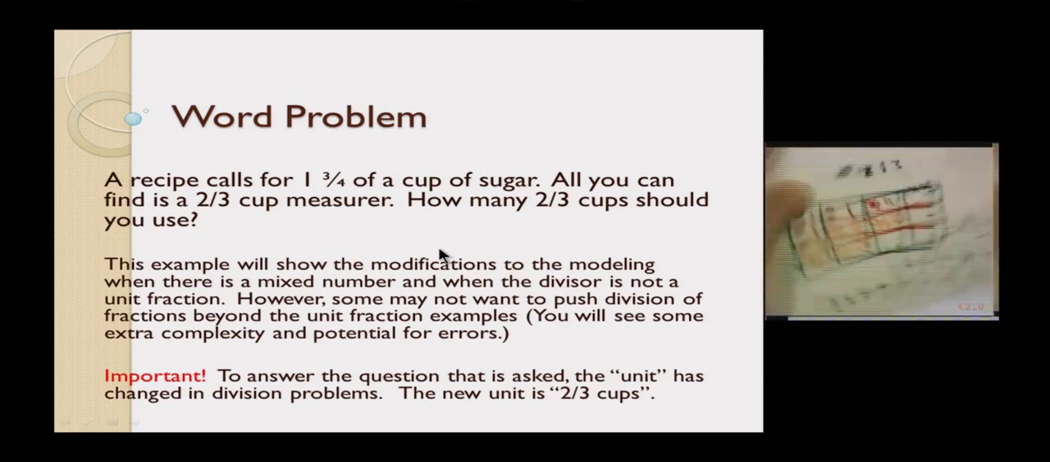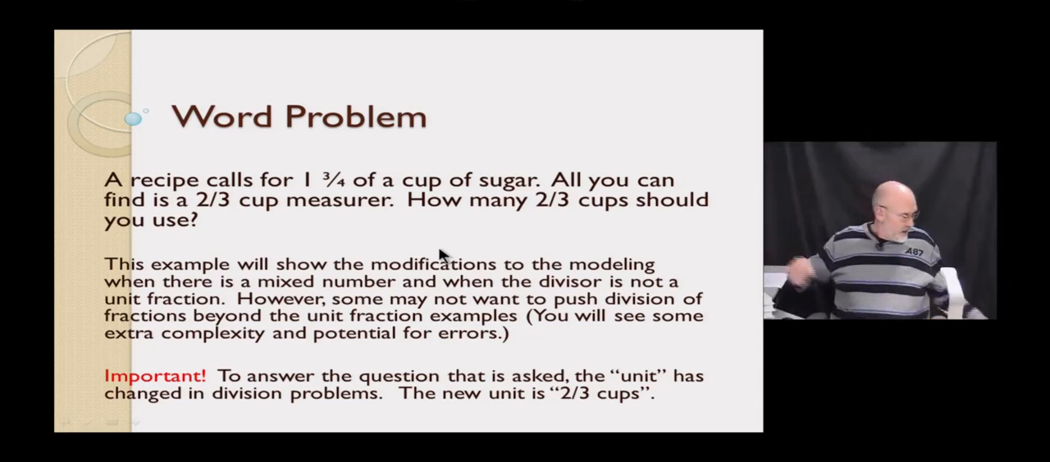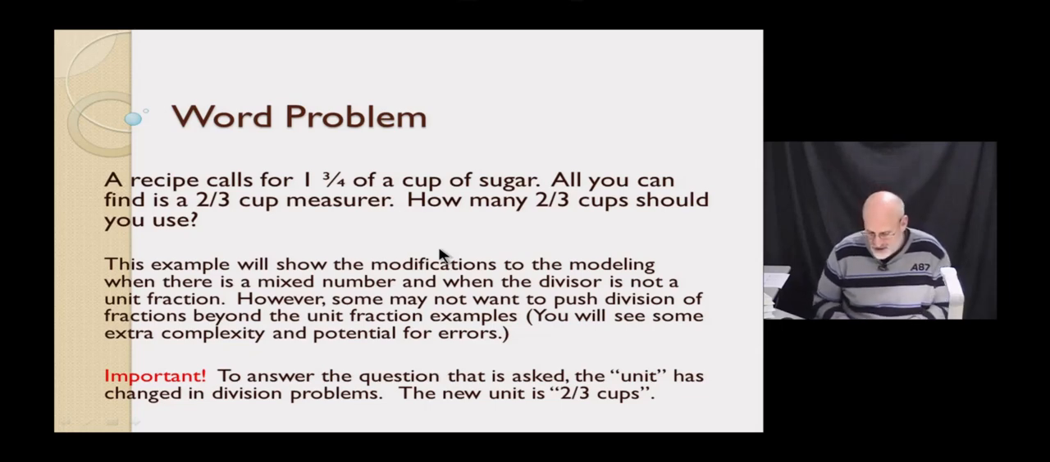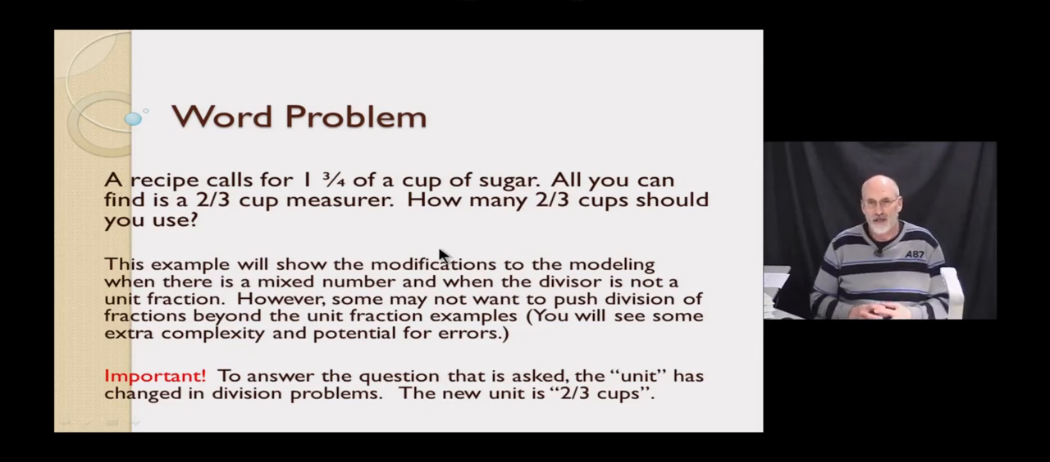Okay, let's try a new word problem. This one we just wanted to show that you can deal with mixed numbers, and also you can move to a situation where you're not dividing by a unit fraction. So in this case, the recipe calls for 1 3/4 cup of sugar. All you find is a 2/3 measurer. You don't want to wash anything. You're just going to try to figure out how many groups of 2/3 it would take to get you up to 1 3/4. Probably should estimate. We'll probably talk about that at the end.